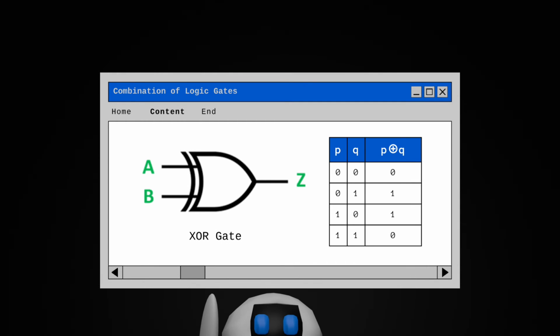3. XOR gate, exclusive OR. The XOR gate is more selective than the OR gate. It means one or the other, but not both. This gate produces 1 only if both inputs are different, one 0, the other 1. This gate produces 0 if both inputs are the same, both 0 or both 1.